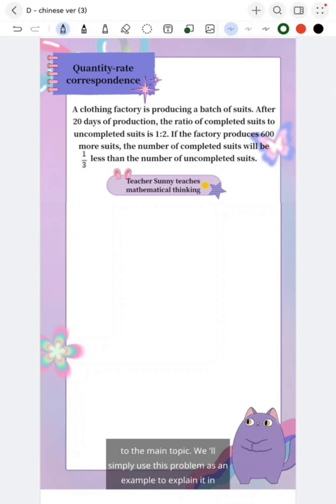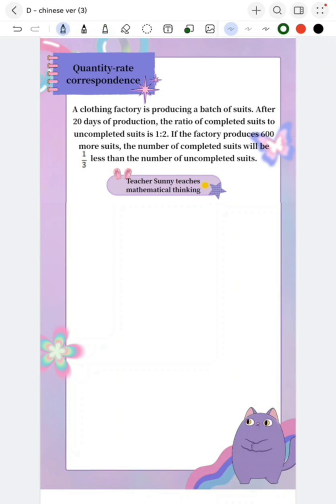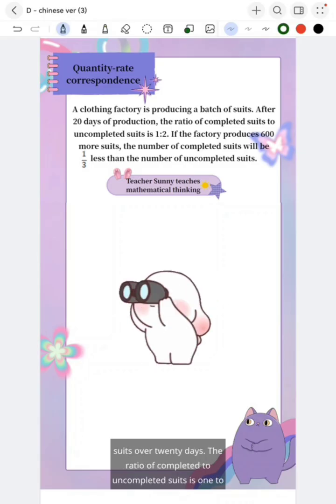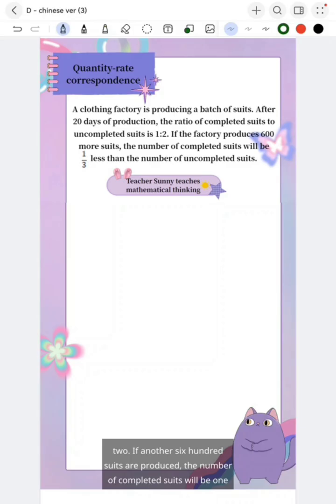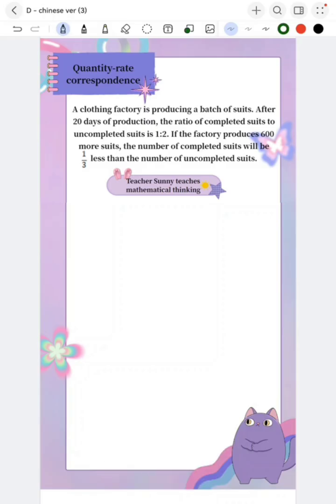Alright, let's get back to the main topic. We'll simply use this problem as an example to explain it in detail to everyone here. Let's first analyze the problem. A clothing factory produces a batch of suits over 20 days. The ratio of completed to uncompleted suits is 1 to 2. If another 600 suits are produced, the number of completed suits will be 1/3 less than the number of uncompleted suits. How many suits are there in total in this batch?